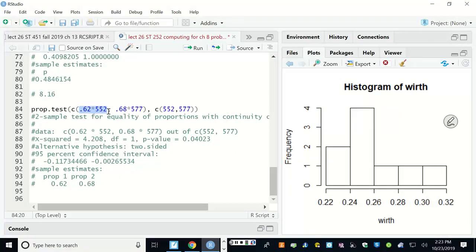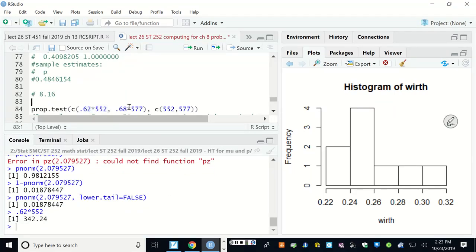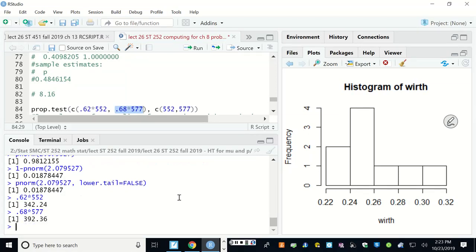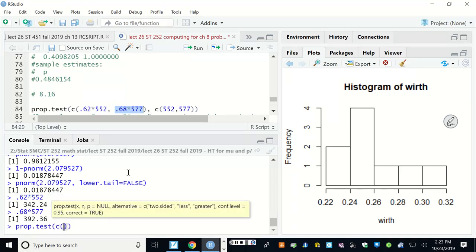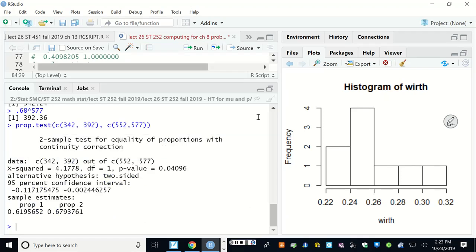62% of 552 is about 342 people. This one, 68% of 577, is about 392 people. And so you use prop.test: you put in 342, assume that one's 392, and then we have 552 as one sample size and 577 as the other sample size. It will do a test to see whether these proportions are significantly different.